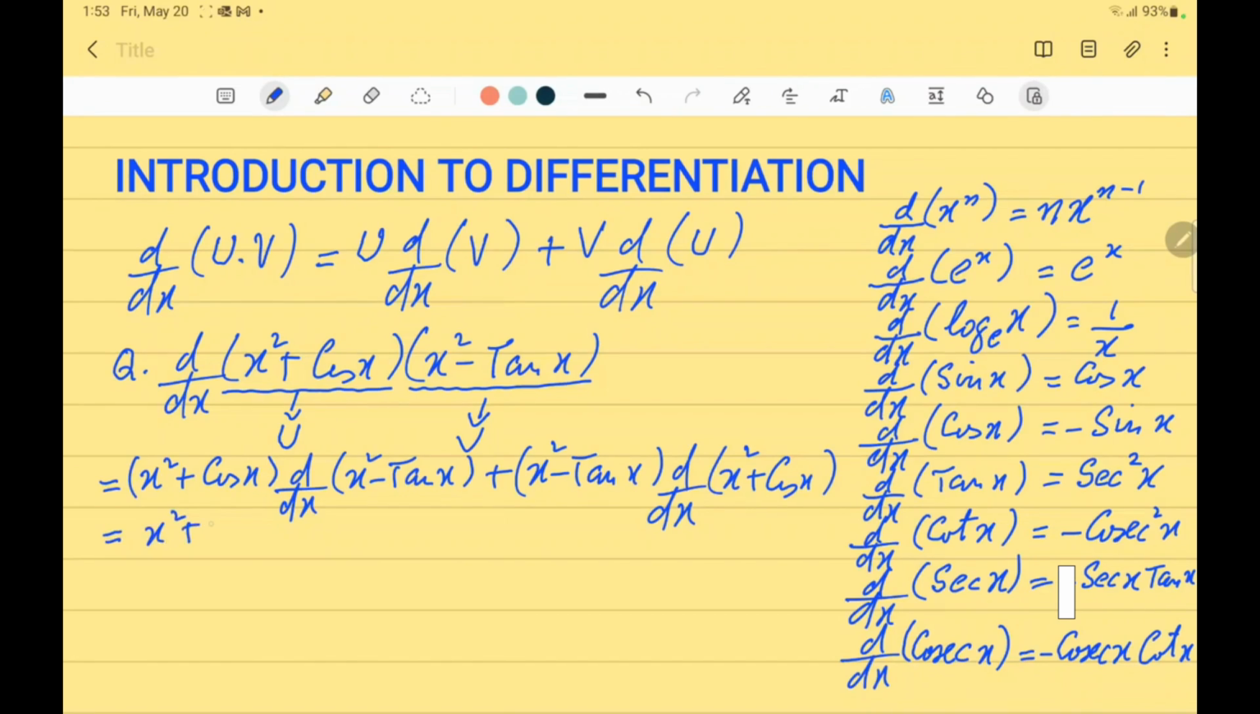So x squared plus cos x into the differential of x squared, which is 2x, and the differential of tangent x is secant square x, plus x squared minus tangent x. The differential of x squared is again 2x and the differential of cos x is minus sin x. So this is our answer.